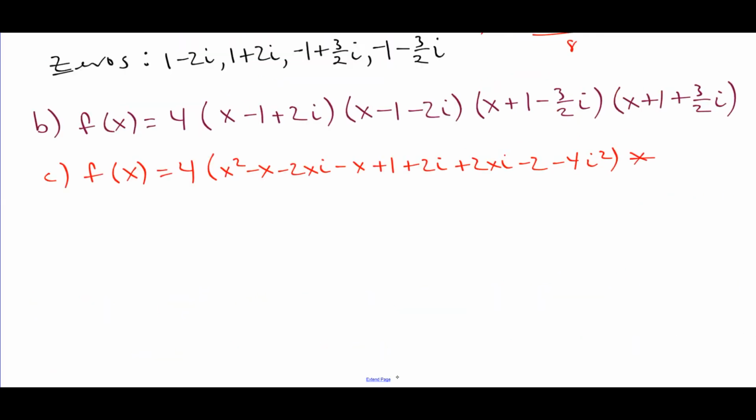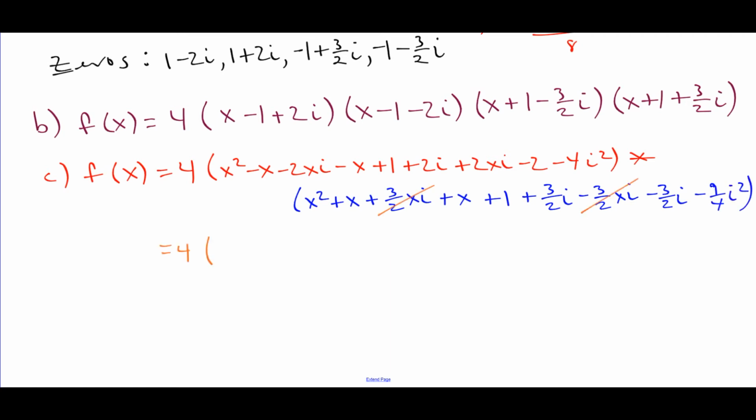times, I'm going to multiply the second two terms together there, and that's going to give me x squared plus x plus 3/2 xi plus x plus 1 plus 3/2 i minus 3/2 xi minus 3/2 i minus 9/4 i squared.